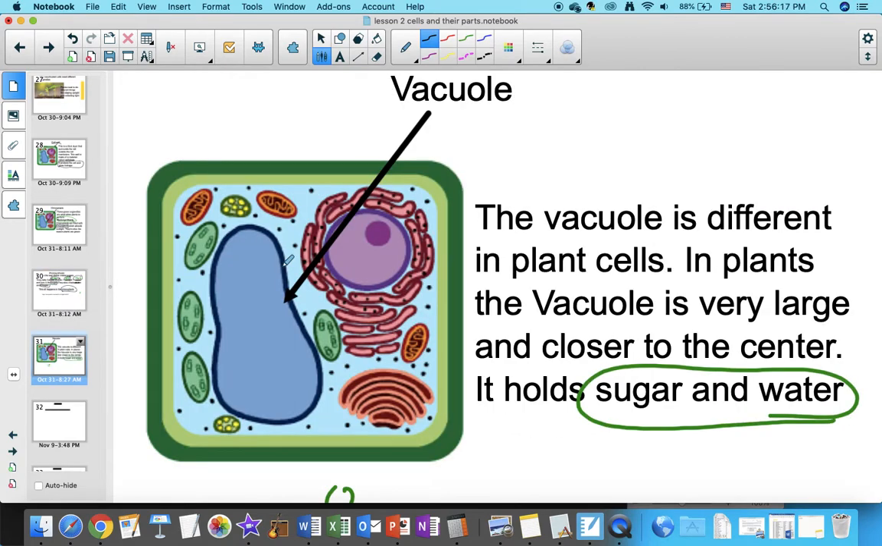The vacuole. Now, the vacuole plays a different role in plants. In plants, the vacuole is closer to the center, right? Close to the center, and is much larger. Its job is to hold mainly sugar and a lot of water. And so that's why they really only have one big vacuole, and it's found here.